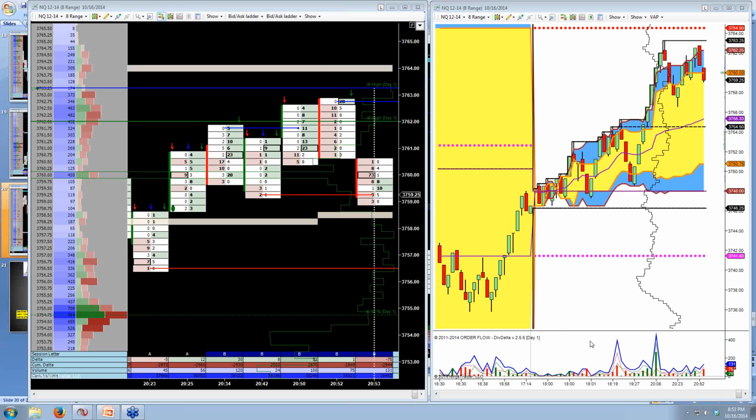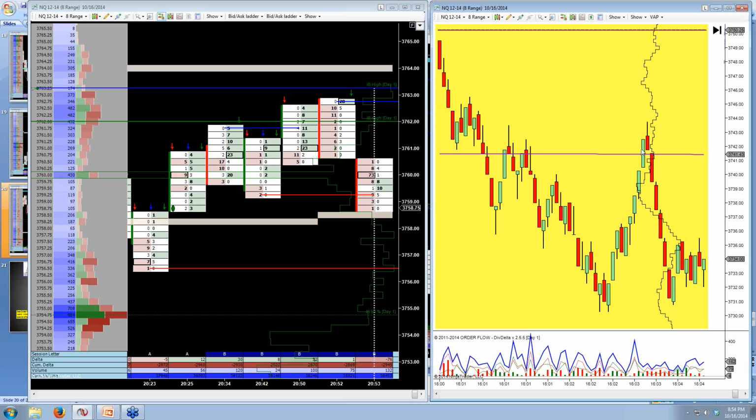Now I do play divergences. I use divergence off a stochastic though, and it has nothing to do with obviously the bid or the ask or the delta. But let's say I was coming up to an area. Well, let me just go back here. Let's say that I was coming up to this point of control here, this purple line.